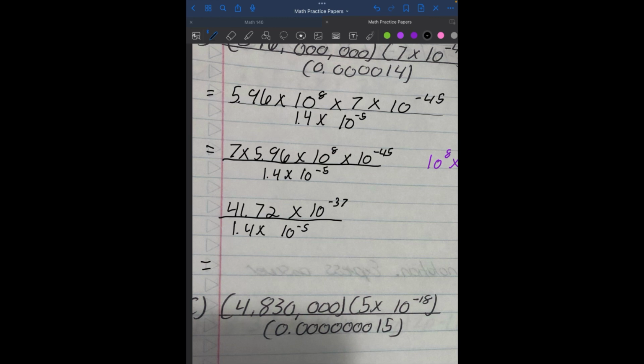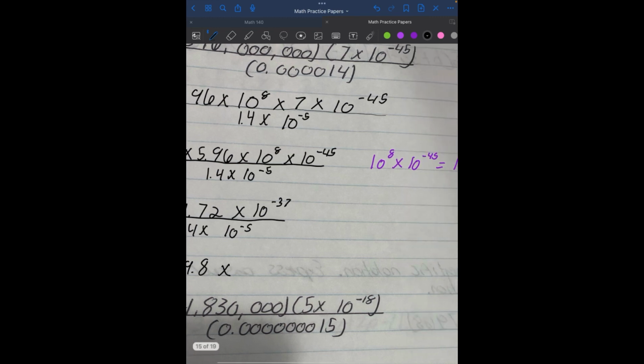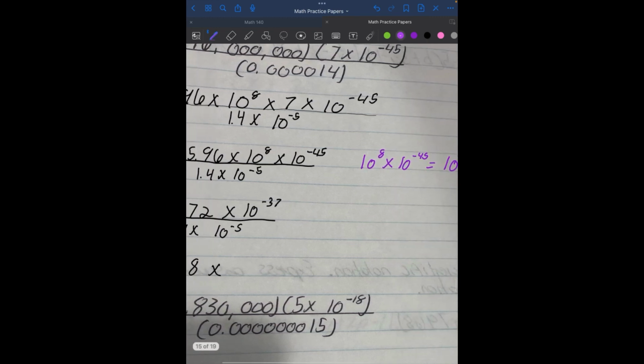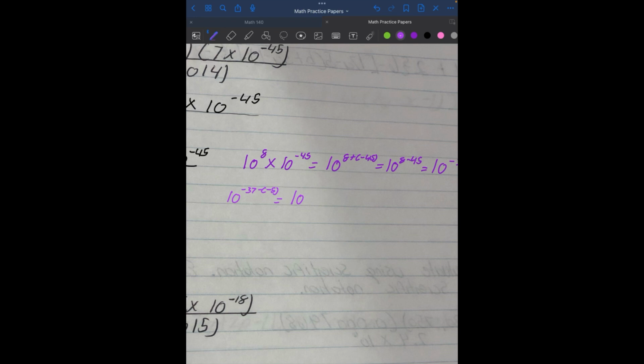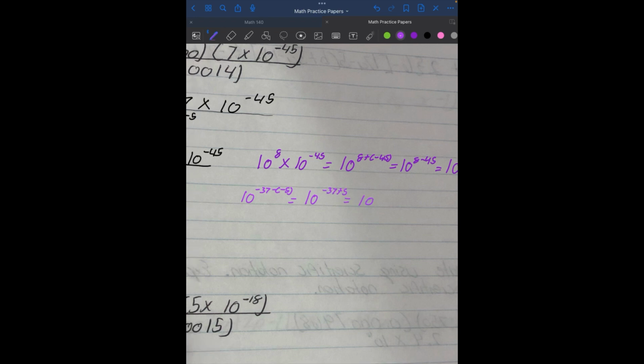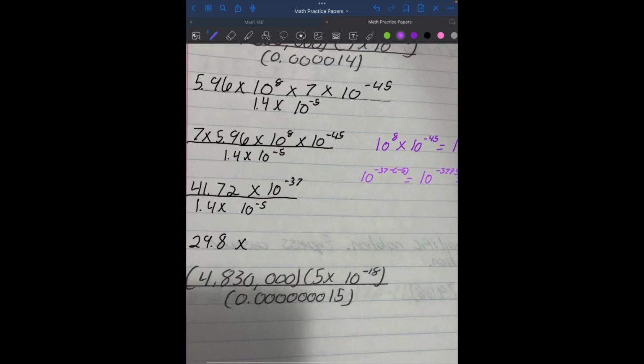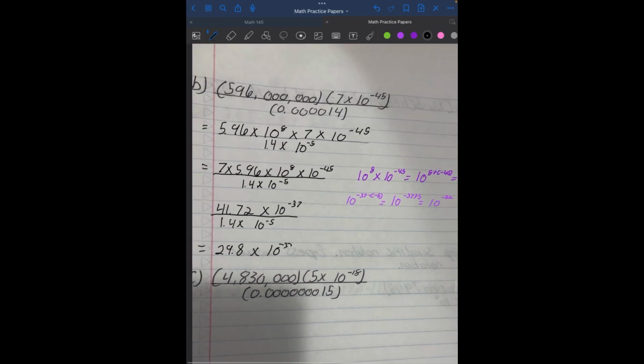41.72 divided by 1.4 is 29.8. 10 to the power of negative 37 minus negative 5 is equal to 10 to the power of negative 37 plus 5, equal to 10 to the power of negative 32. So times 10 to the power of negative 32.